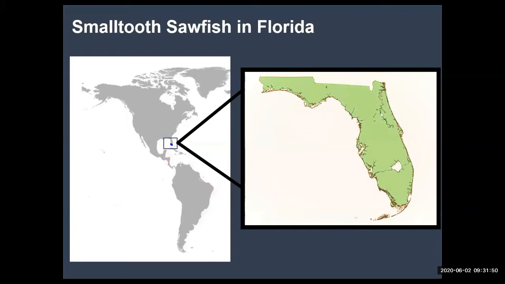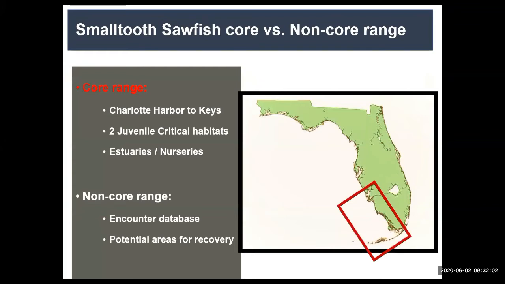We'll take a closer look at Florida, and we'll define where their core range is in Florida and where we consider non-core. Next slide, please. So when we talk about our core range, it can be found here in the red box. It consists of Charlotte Harbor down to the Florida Keys. There are 2 designated juvenile critical habitats, one in Charlotte Harbor and the other in the Everglades. And this provides estuary and nurseries for the smalltooth sawfish.